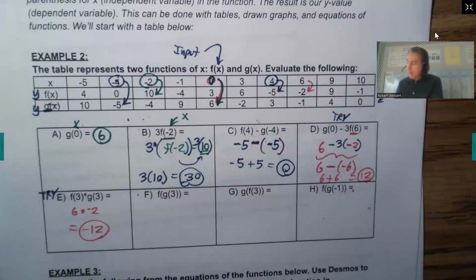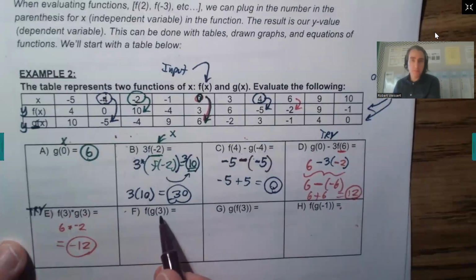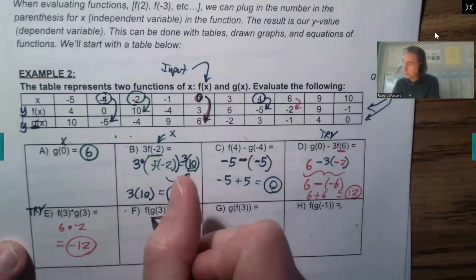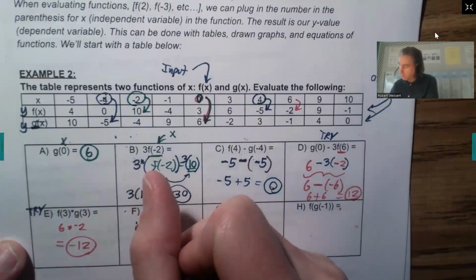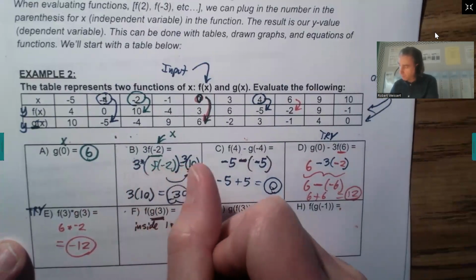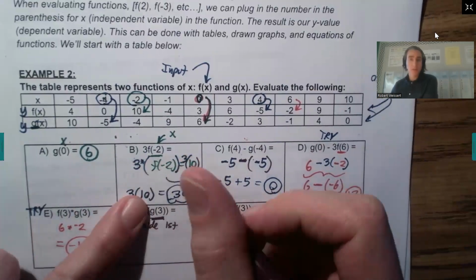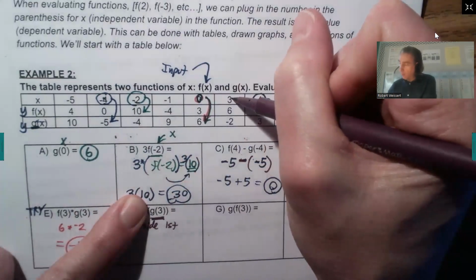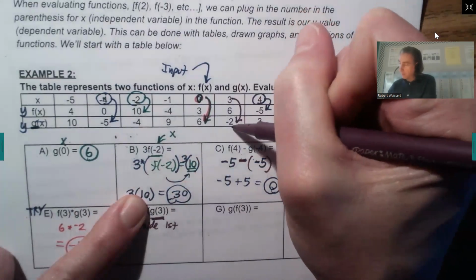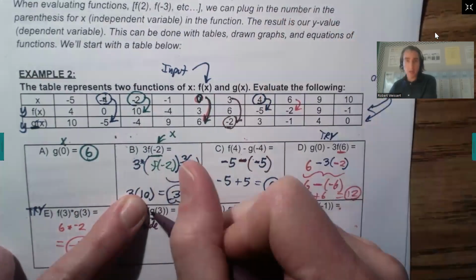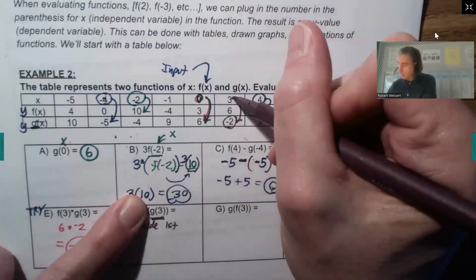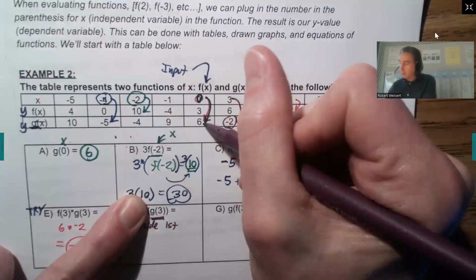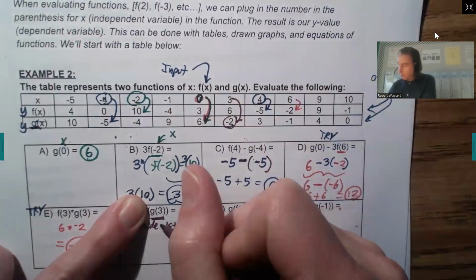All right, so for f, when it says f of g of 3, the way we have to do this is we have to do the inside first. So we're going to do g of 3. We're going to take that 3, go to 3, and our output in this case is going to be negative 2. So g of 3 is negative 2, since that g row is going to give us negative 2.